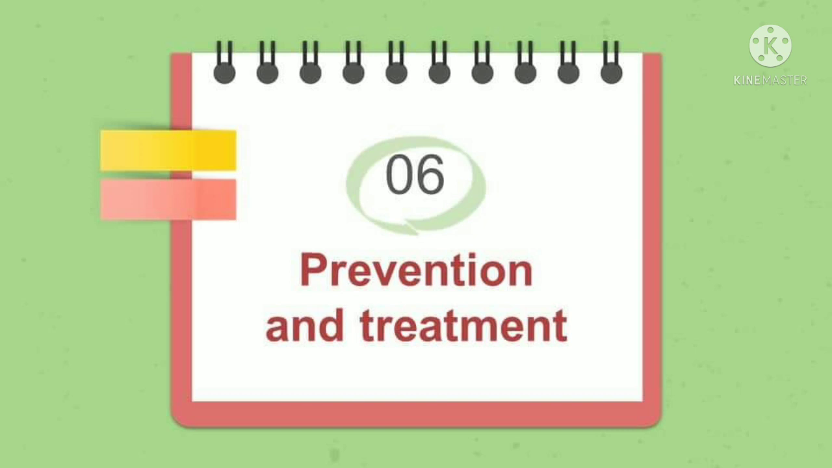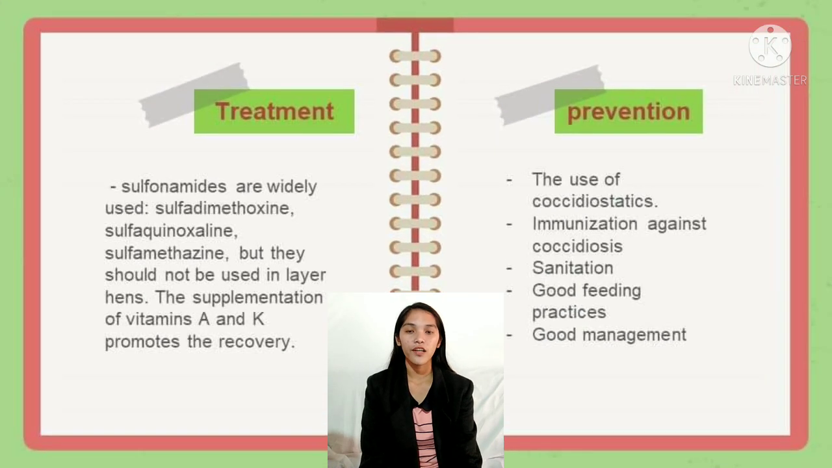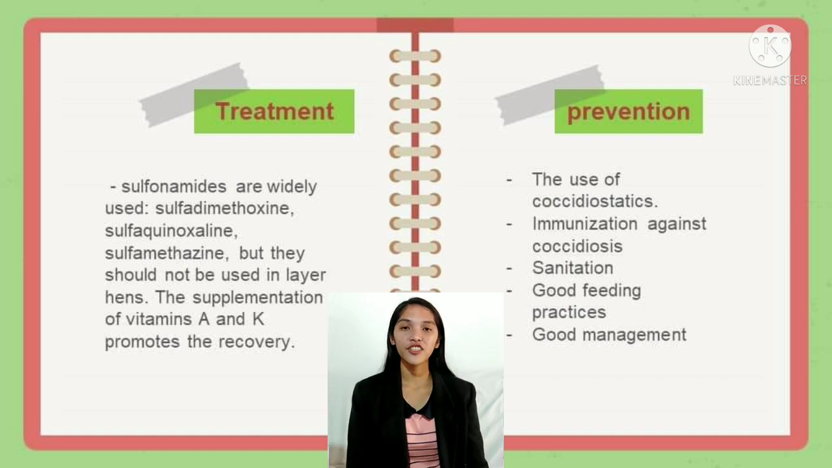Prevention and treatment. Treatment. Sulfonamides are widely used, sulfadimethoxine, sulfaquinoxaline, sulfamethoxine, but they should not be used in layer hens. The supplementation of vitamins A and K promotes the recovery. Prevention. First, the use of coccidiostatics. Second, immunization against coccidiosis. Third, sanitation. Fourth, feeding practices. Fifth, good management.